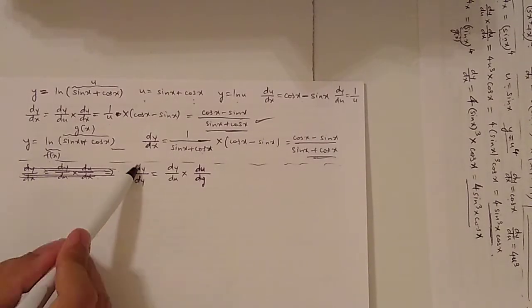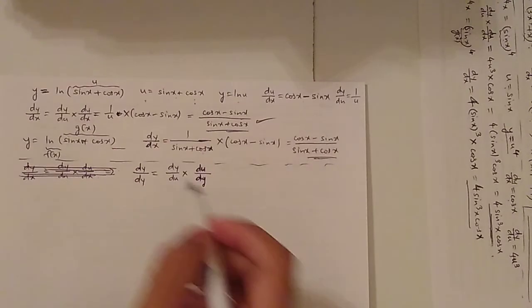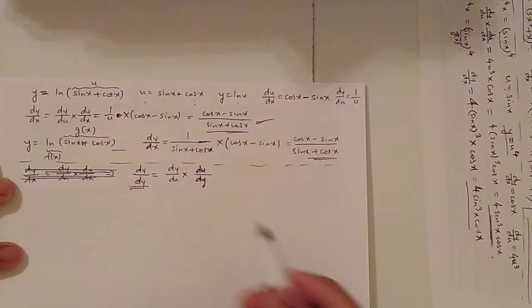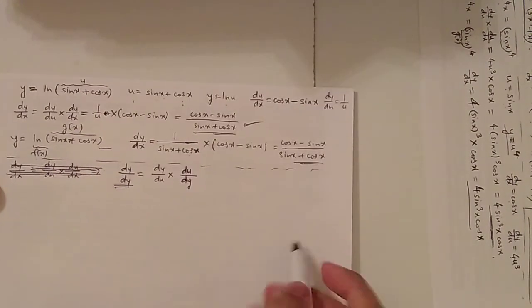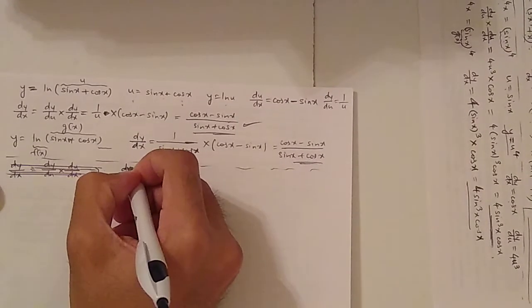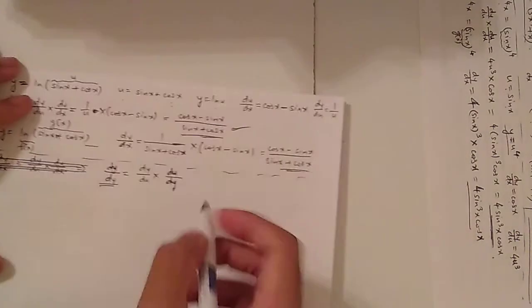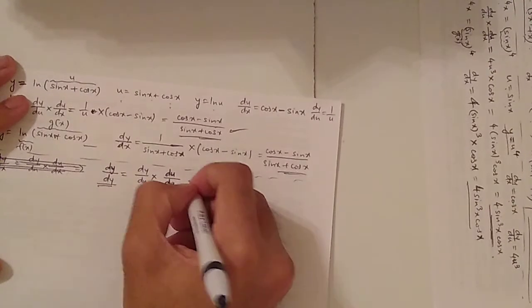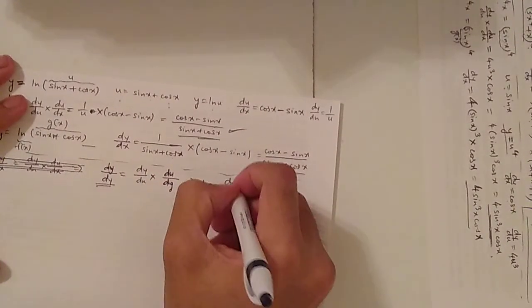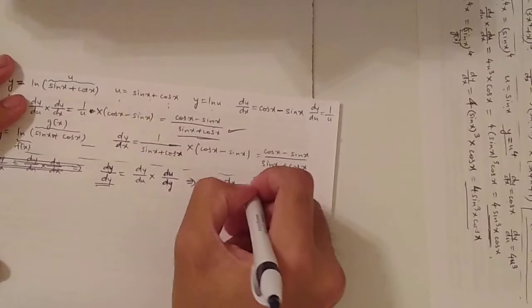Replacing x with y, you get dy by dy equals dy by du into du by dy. Now notice that dy by dy over here is simply 1. The derivative of a variable with respect to itself, the derivative of y with respect to y, is going to be simply 1. So if you simplify this expression, you get 1 is equal to dy by du into du by dy.